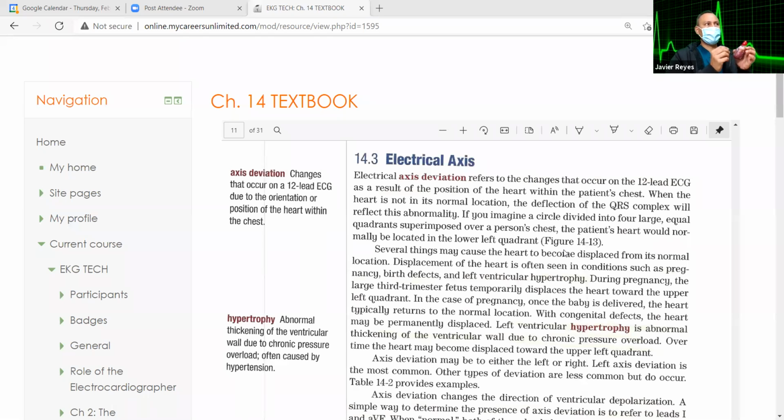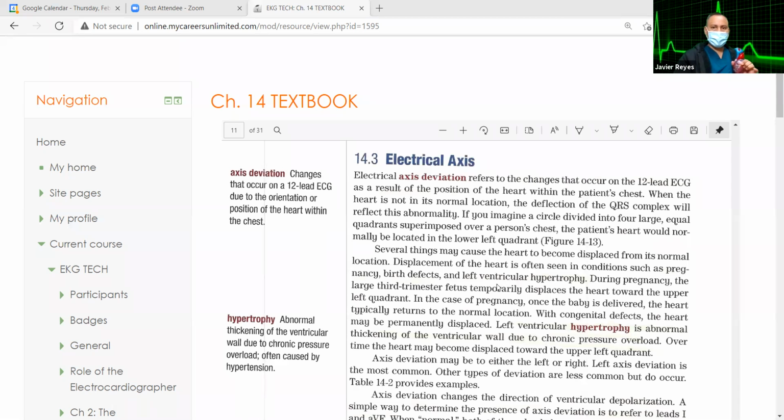So the signal that is captured by the machine is going to change. You're going to see taller R waves. When some of these get taller, some of the others get smaller, because the electrical flow is leaning more towards one side, the left or the right. You have left, you have right, and then extreme right. We'll look at those in just a minute. So that's what it means.